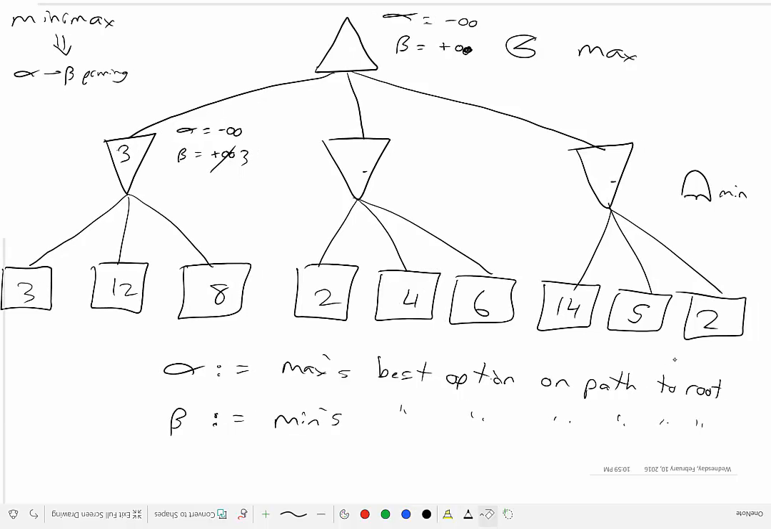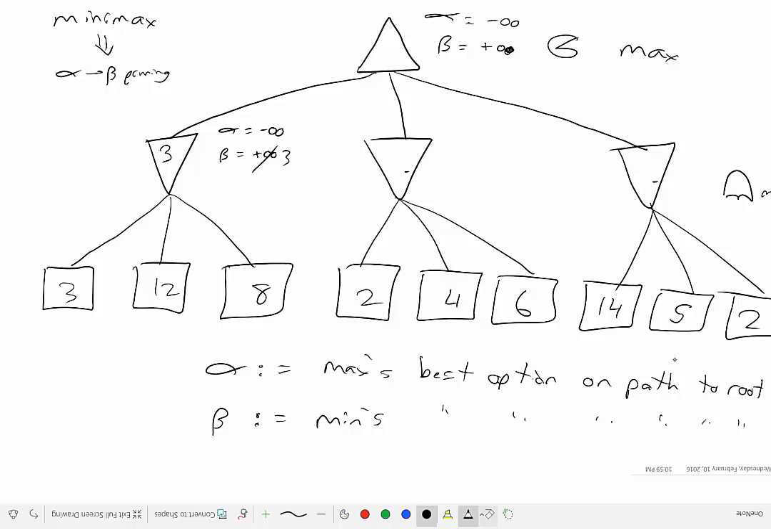Now we pass the value 3 back up, and since we're at a max layer, we update alpha. What's better, 3 or minus infinity? We want to maximize because we're at the max layer, so we update this to be 3. Now we go down and we pass down our current values for alpha, which equals 3, and beta, which equals plus infinity. We look at the first one, and it's 2. What's better, 2 or plus infinity? We want to minimize, so 2 is better, and we get 2.